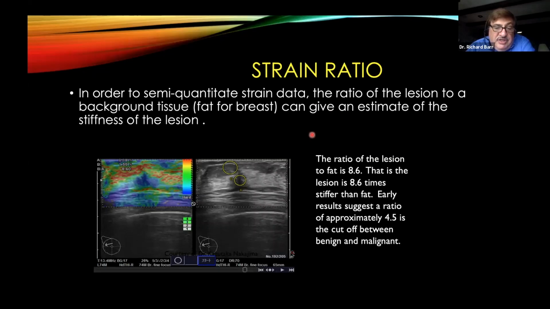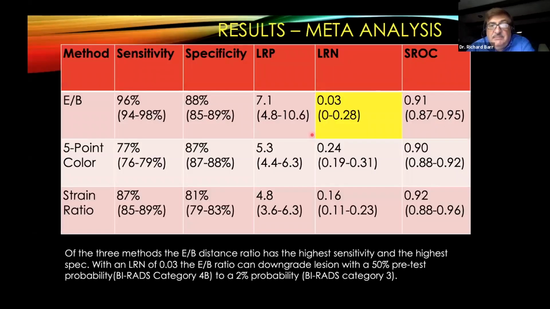So if we looked at this at the E to B ratio, it's obviously greater than 1. If we looked at the 5-point color scale, this would be a 5, and in the strain ratio, greater than 4.5. So all three methods would have characterized this lesion as a malignancy.